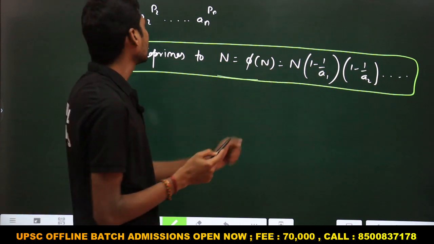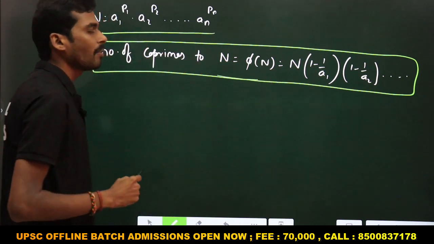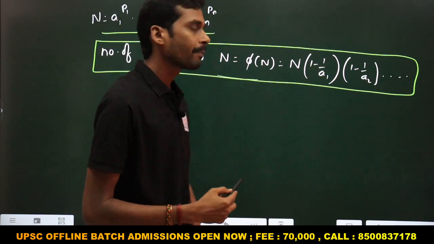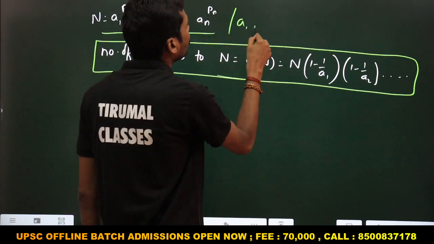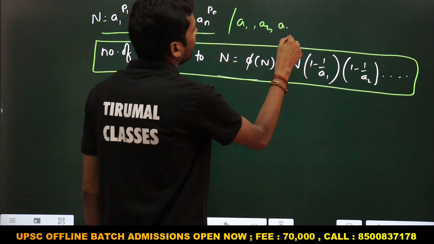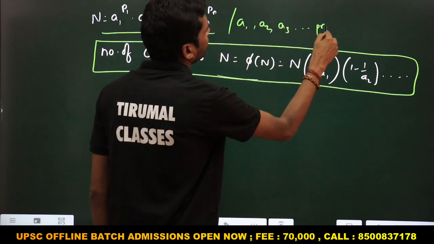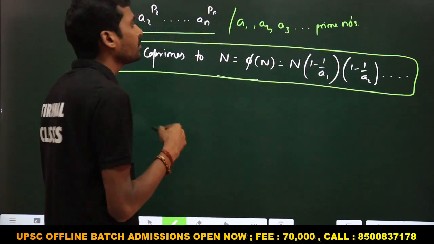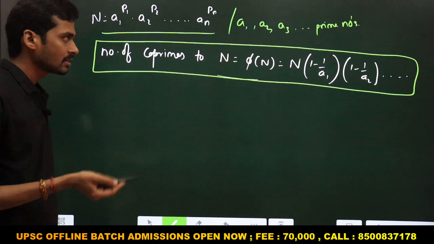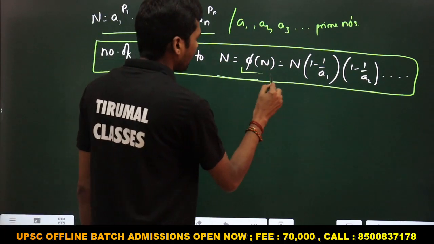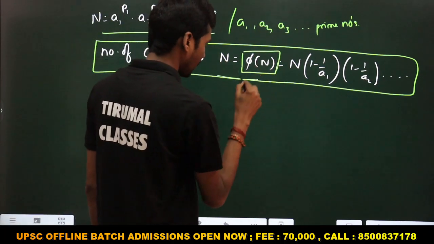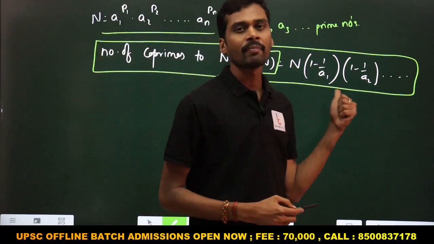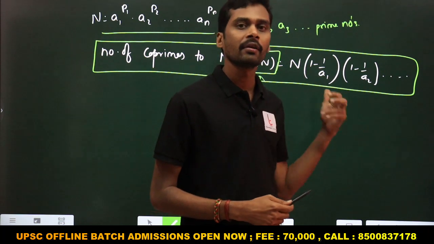Suppose the given number is written in the form a1 to the power p1 into a2 to the power p2 and so on up to an to the power pn, where a1, a2, a3 and so on are all prime numbers. Which means first we need to write the given number as a product of prime numbers. After that, the number of coprimes is generally represented by phi of n, which is equal to n into (1 minus 1 by a1) into (1 minus 1 by a2) and so on.